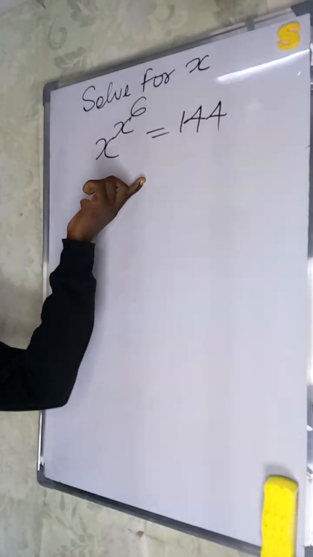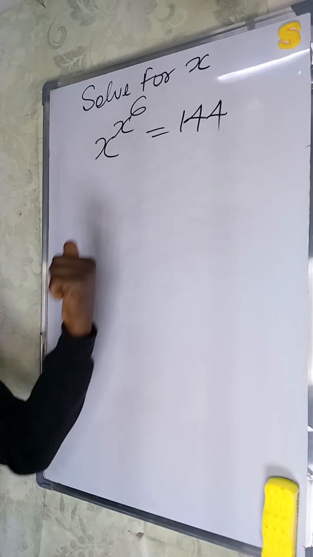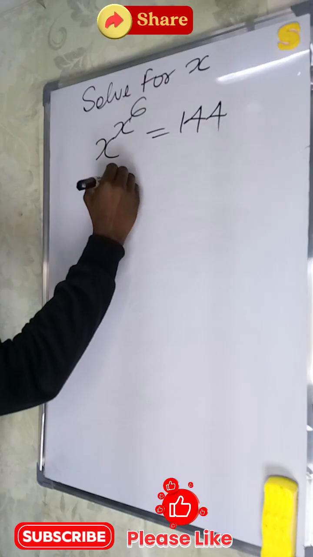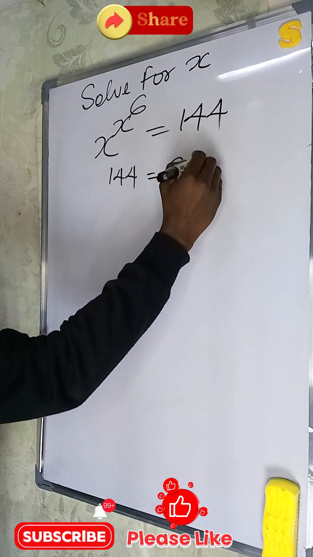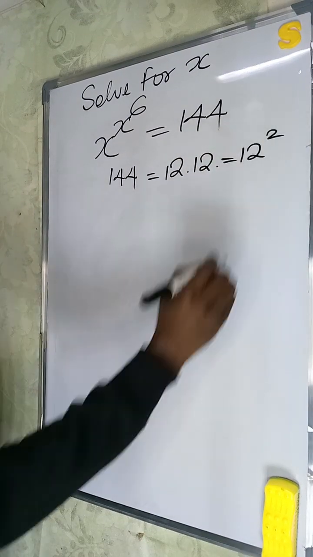If you're asked to find the value of x in x to the power of x to the power of 6 equal to 144, what do we do? To solve this, I want you to recall that 144 can be equal to 12 multiplied by 12, and this can be equal to 12 squared, right?